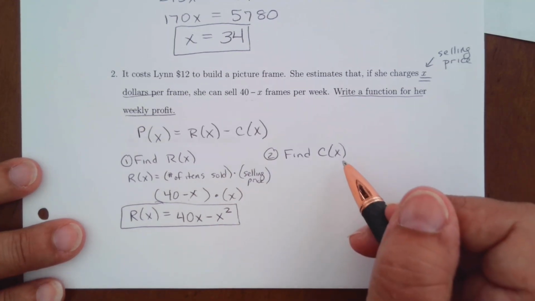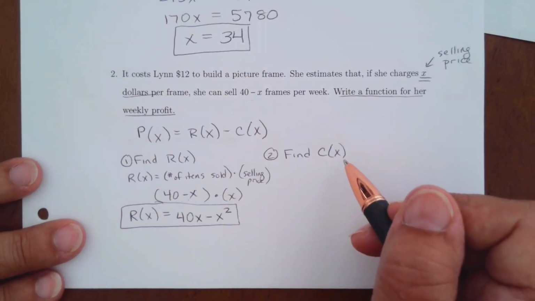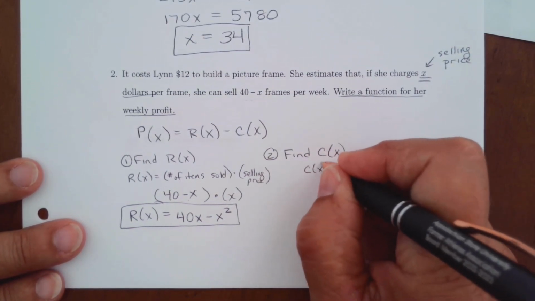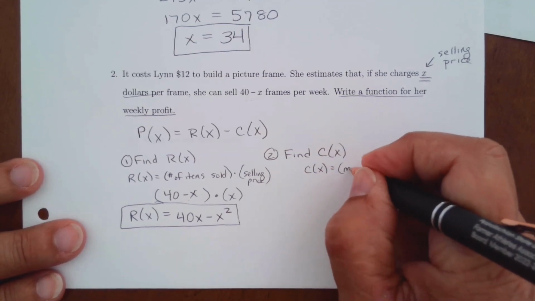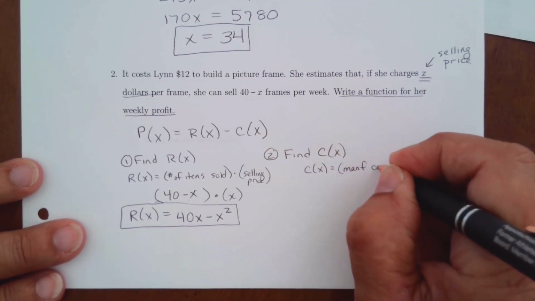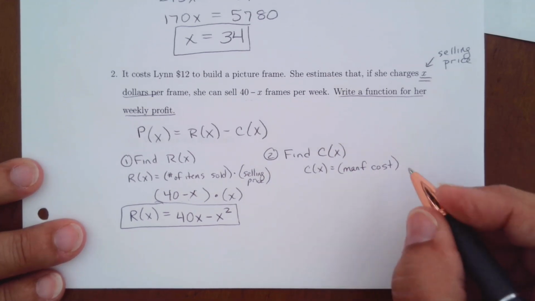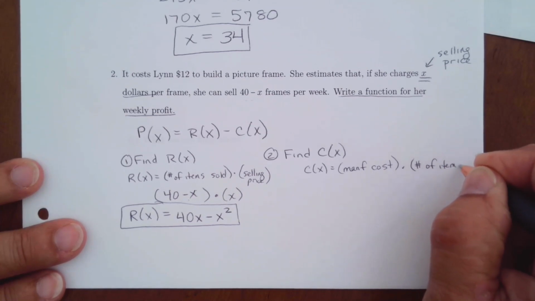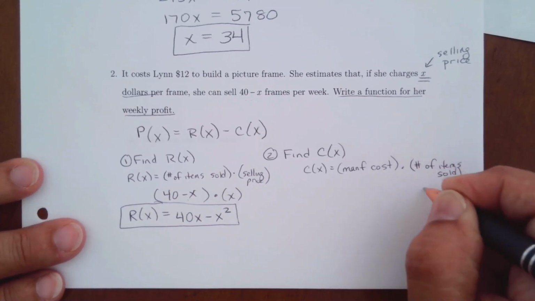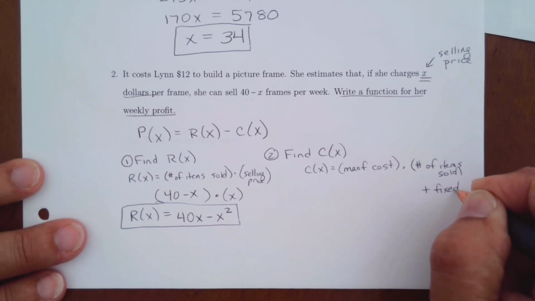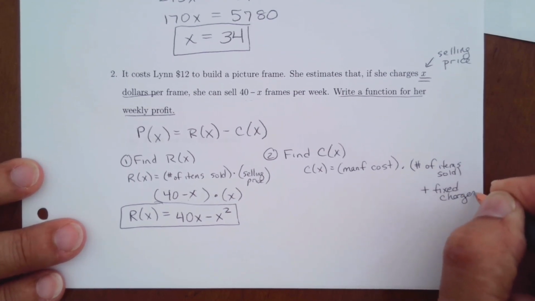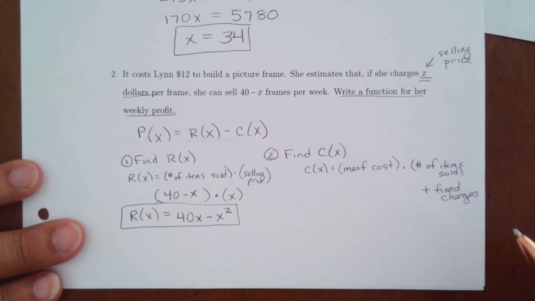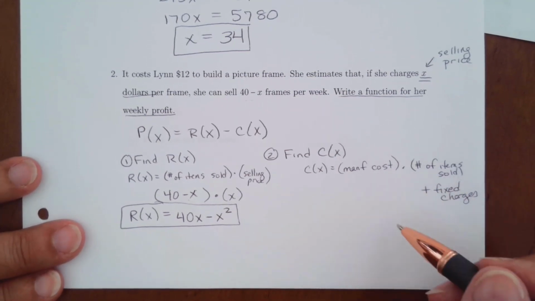All right, cost. Let's remember how to do the cost. The cost function, C of X, is the manufacturing cost times the number of items sold, plus any fixed charges. There may or may not be fixed charges, but that's the formula. Got to get used to these. There's only really 3 formulas, so make sure you know those.